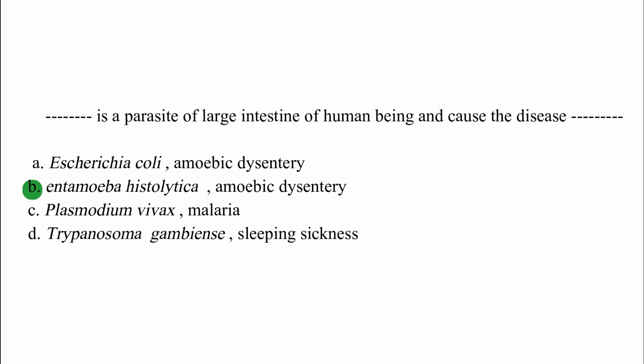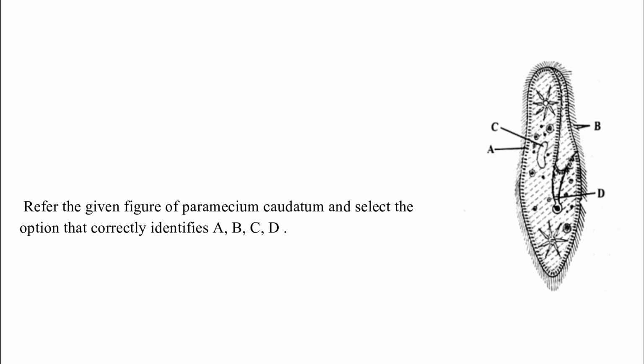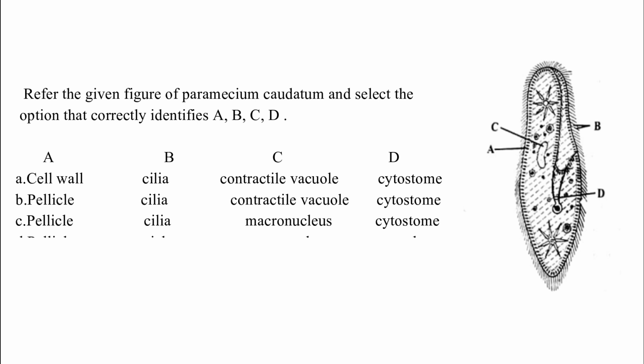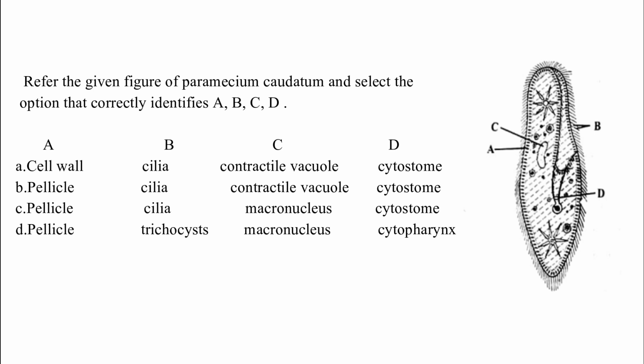Refer to the given figure of Paramecium caudatum and select the option that correctly identifies A, B, C and D. Option A, cell wall, cilia, contractile vacuole, cytostome. Option B, pellicle, cilia, contractile vacuole, cytostome. Option C, pellicle, cilia, macronucleus, cytostome. Option D, trichocytes, macronucleus, cytopharynx. The correct answer is option C, which is A, pellicle, B, cilia, C, macronucleus, D, cytostome.